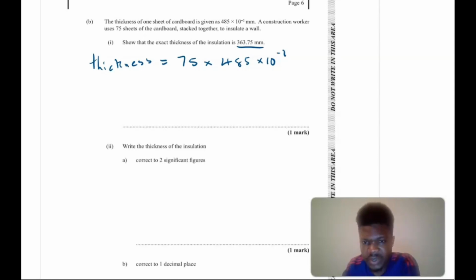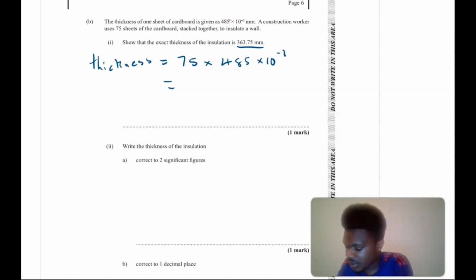We know what 10 to the minus 2 is. It means that we're going to move our decimal point two places. No, let's not move it. Well, we can. It's going to be 4.85. That's what it is pretty much. But let's go with a calculator.